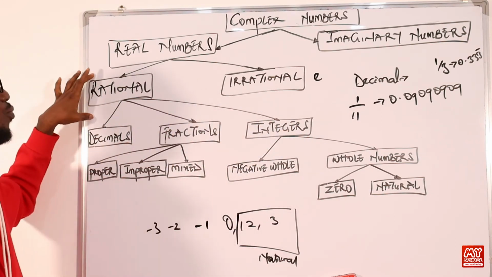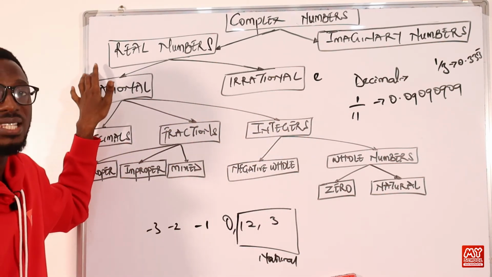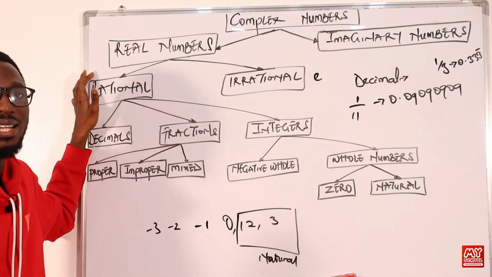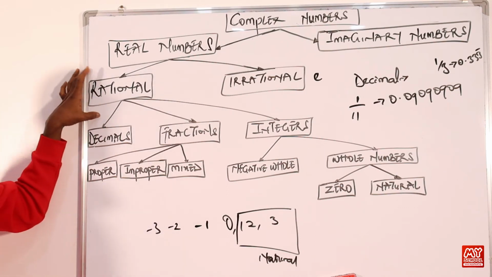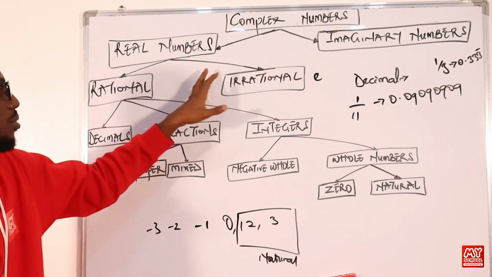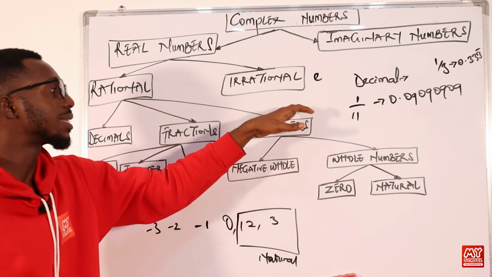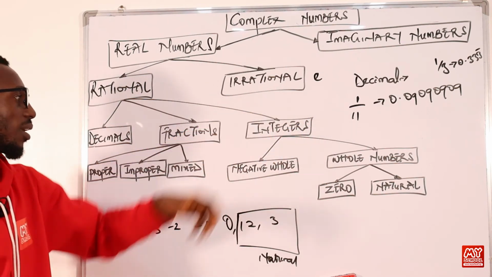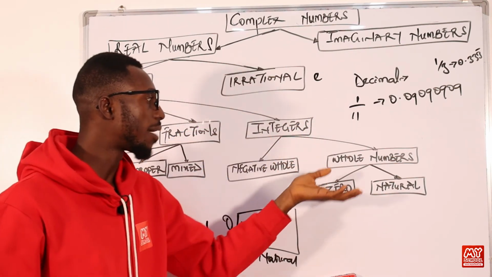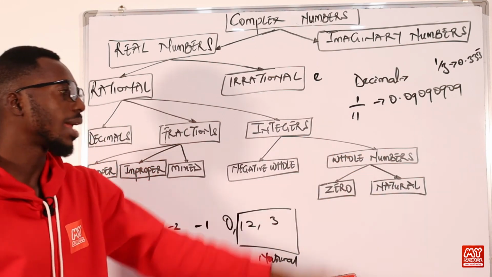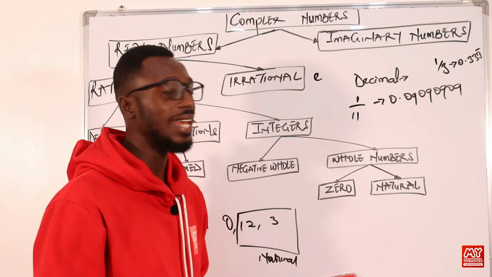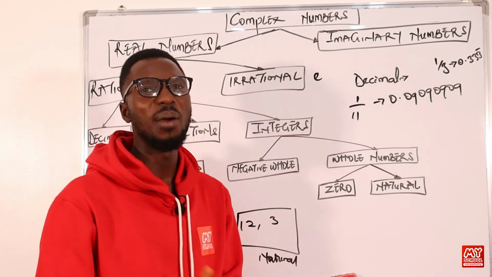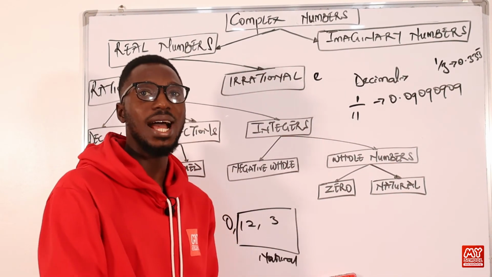Remember that you can use Q to represent your rational number symbol. I actually explained that in set theory, so you can go back to that video as well to learn more. So Q means quotient, right? So you can use Q prime to represent this. We use letter Z to represent integers, then we have your whole numbers W, and natural numbers. And we can still go further to divide these natural numbers. We can put them into prime numbers and composite numbers.